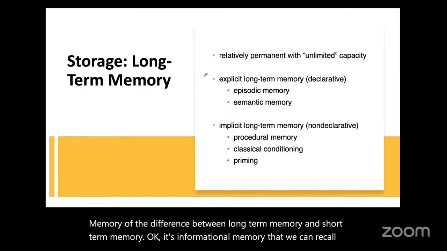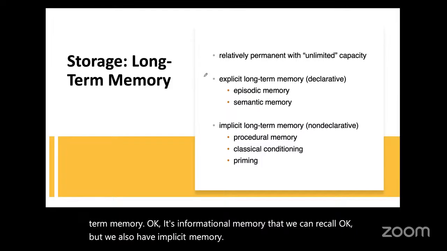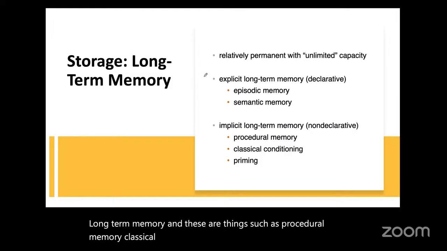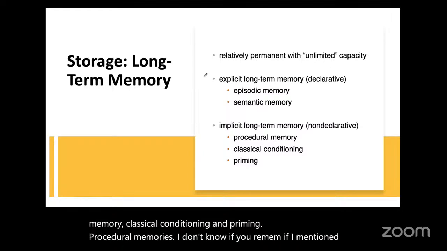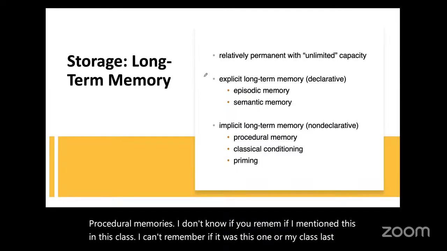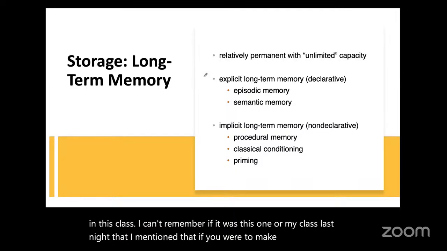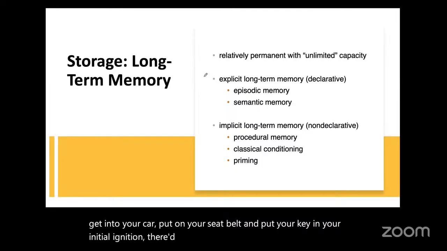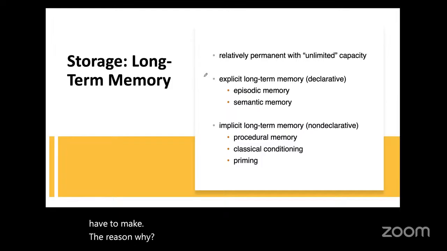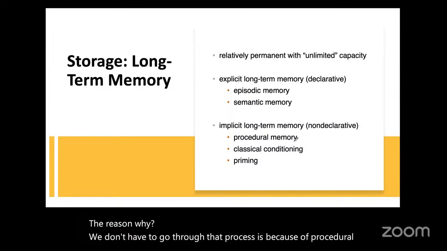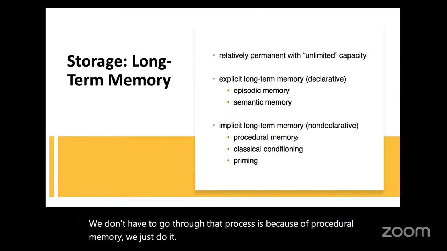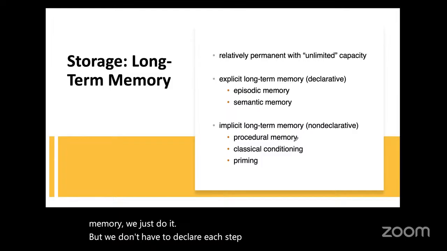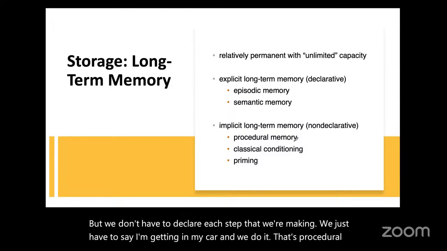But we also have implicit long-term memory. And these are things such as procedural memory, classical conditioning, and priming. Procedural memory, I don't know if I mentioned this in this class or my class last night, but if you were to make every decision to get into your car, put on your seat belt, and put your key in your ignition, there'd be about 500 to 700 single decisions that you'd have to make. The reason why we don't have to go through that process is because of procedural memory. We just do it, but we don't have to declare each step that we're making. We just have to say, I'm getting in my car, and we do it. That's procedural memory.